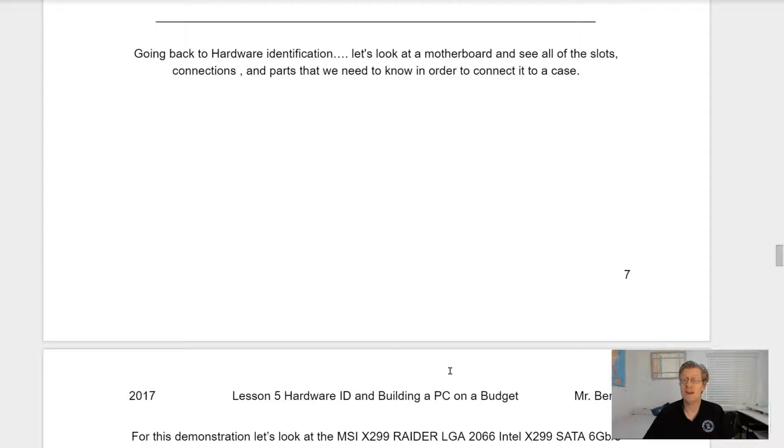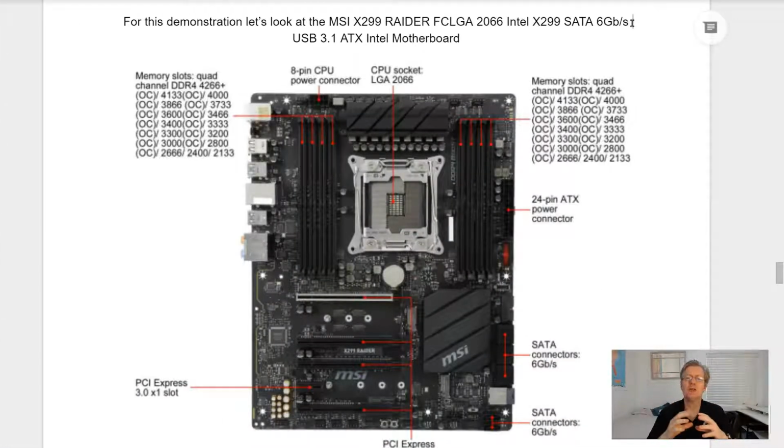Going back to hardware identification, let's look at a motherboard and see all of the slots, connections, and parts that we need to know in order to connect it to our case and other components. For this demonstration, let's look at the MSI X299 Raider FC-LGA 2066 Intel X299 SATA 6 gigabit per second USB 3.1 ATX Intel motherboard. Starting from the top, we have the CPU socket, and this is the LandGrid Array 2066.